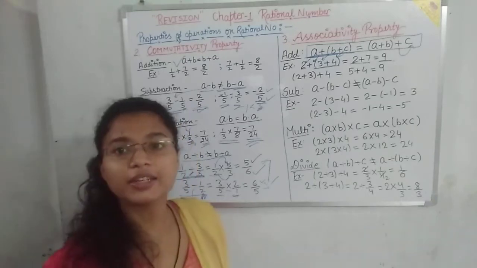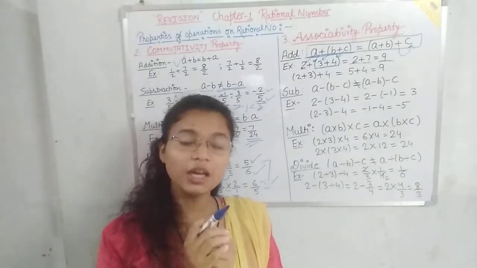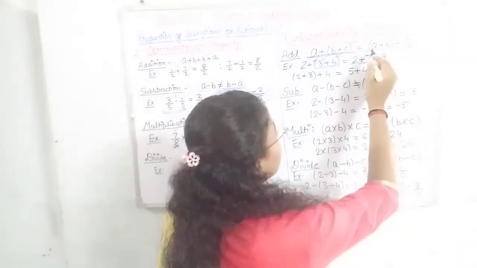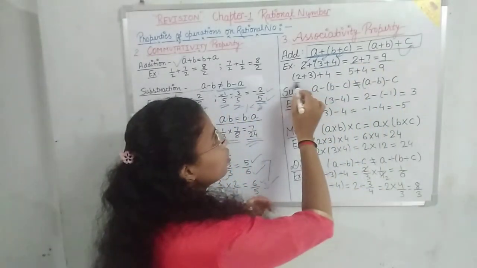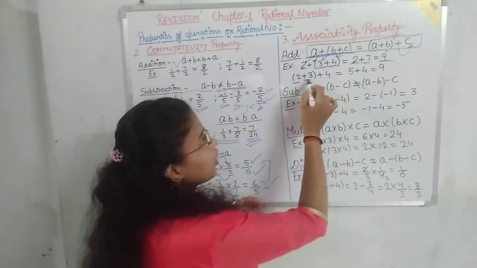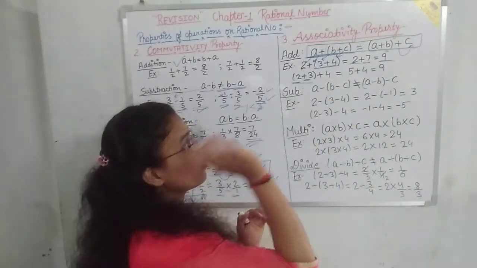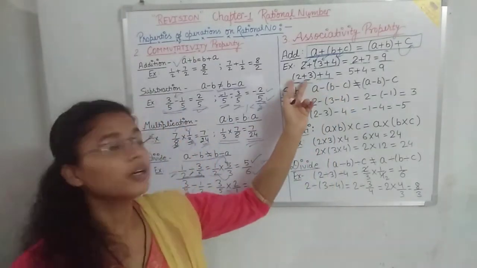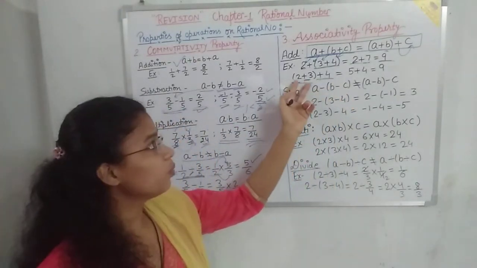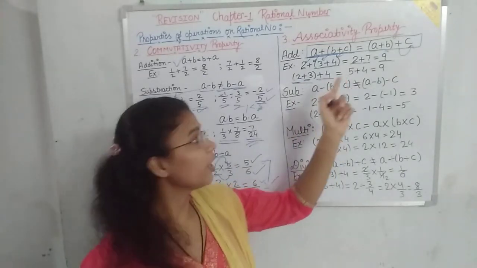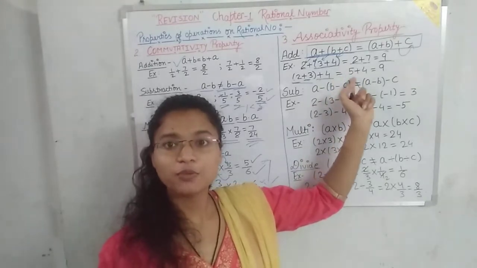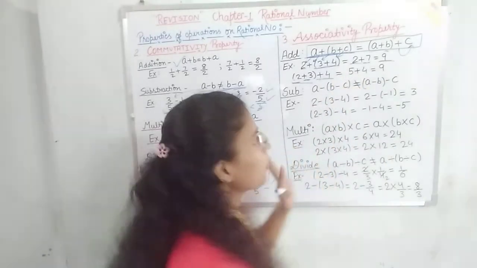Now solve the right hand side. First add a plus b, then whatever you get, add plus c in it. A plus b means the value of a is 2, the value of b is 3. This will be in one bracket, and then c means plus 4. Now you add the bracket. 2 plus 3 will give you 5, and plus 4 will be as it is. Now add them, 5 plus 4 will give you 9.